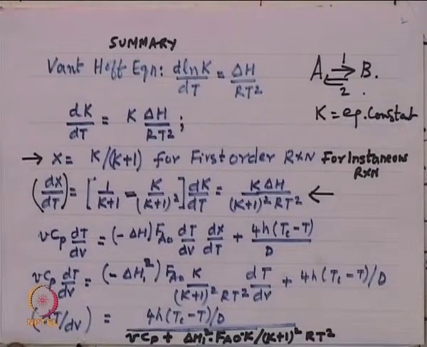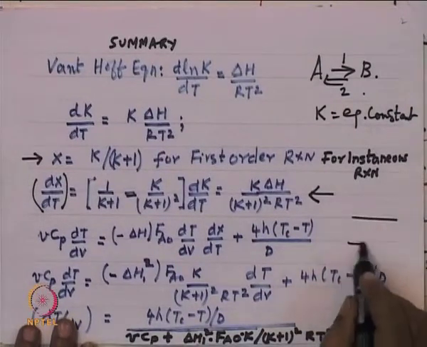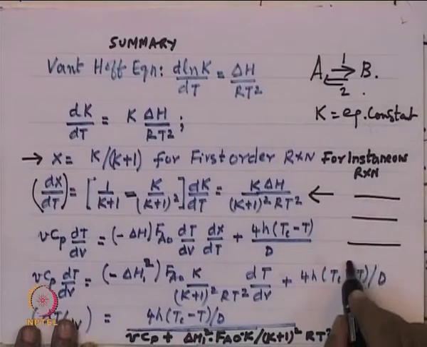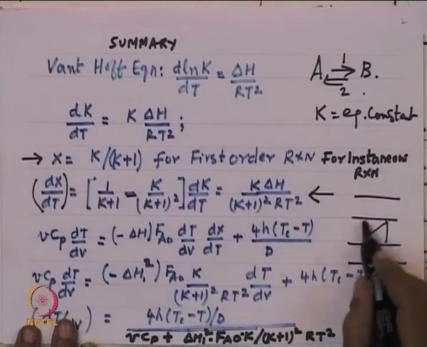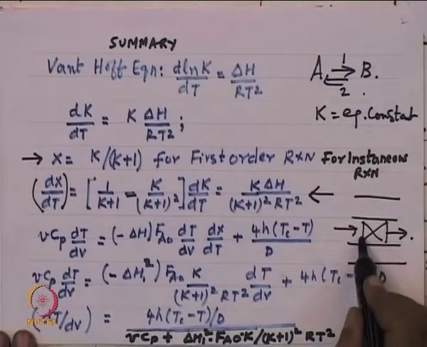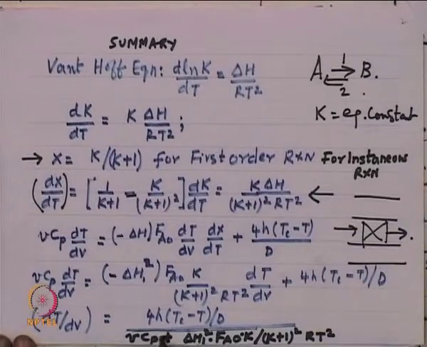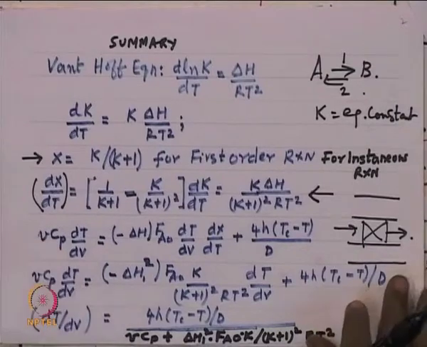Now, what it gives you is that, for the tubular reactor that we have now, this is the catalyst maybe. What we have now is dT/dV, that means the rate at which temperature changes with position V, can be given as this heat transfer quantity divided by V C p and delta H squared F A 0 K by K plus 1 whole squared. The whole thing is in the denominator. I have written it again here.